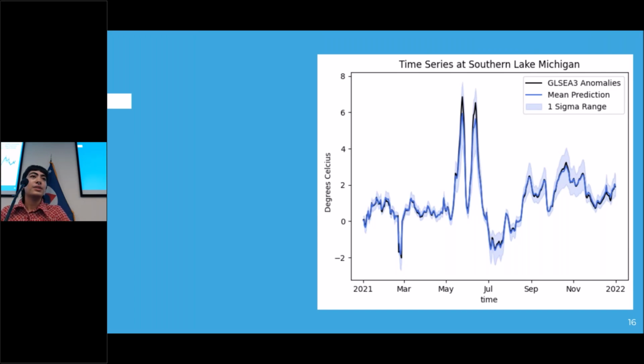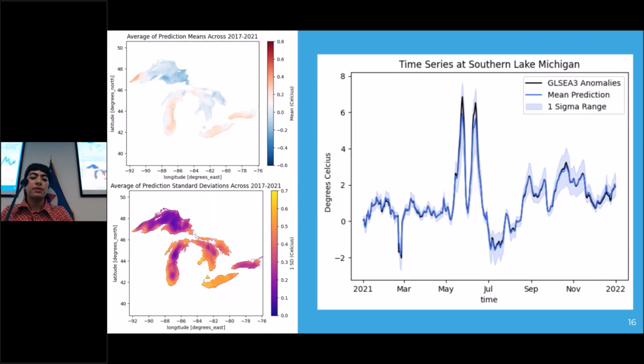When this model predicts, it gives a mean prediction and standard deviation plot for every coordinate, for every day that it predicts on. On the top, the figure is the average across the test years of 2017 to 2021. Again, this is the average of prediction means. We can see that across these test years, we saw Lake Superior being cooler than average, with the westernmost tip being hotter than average.